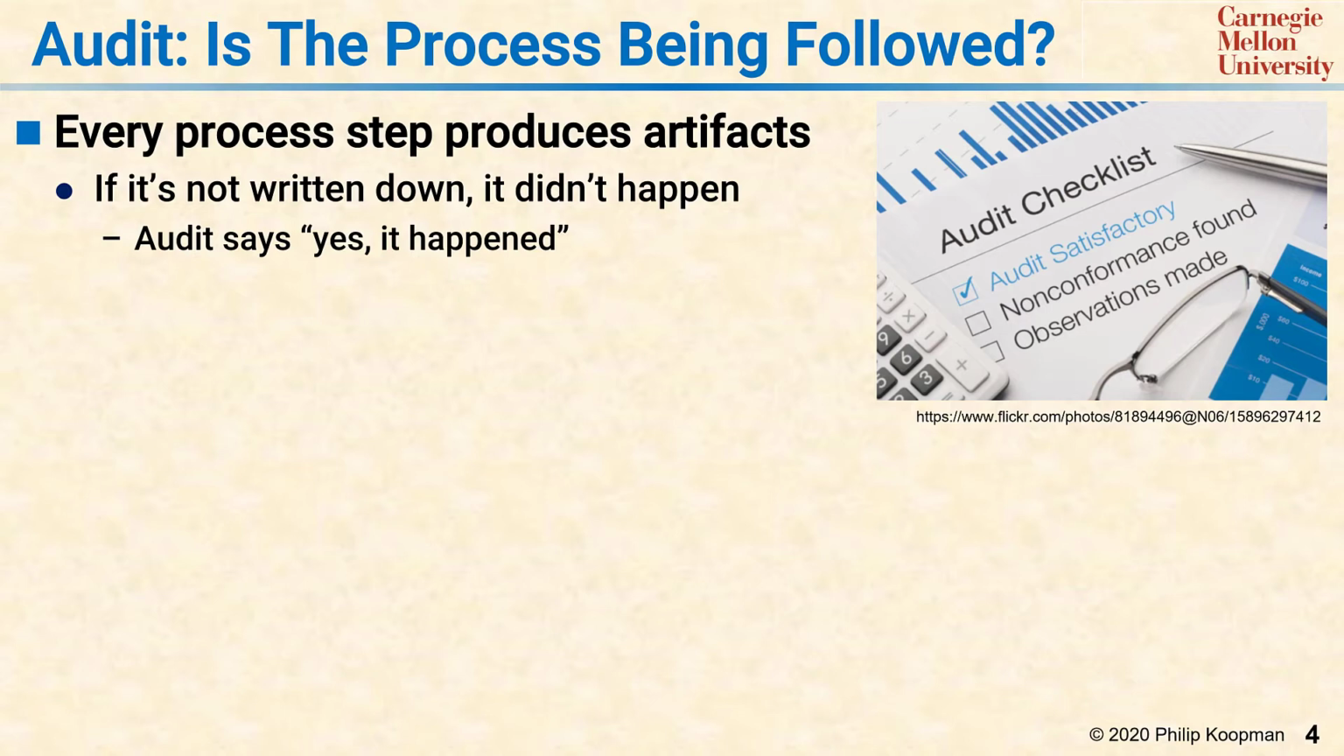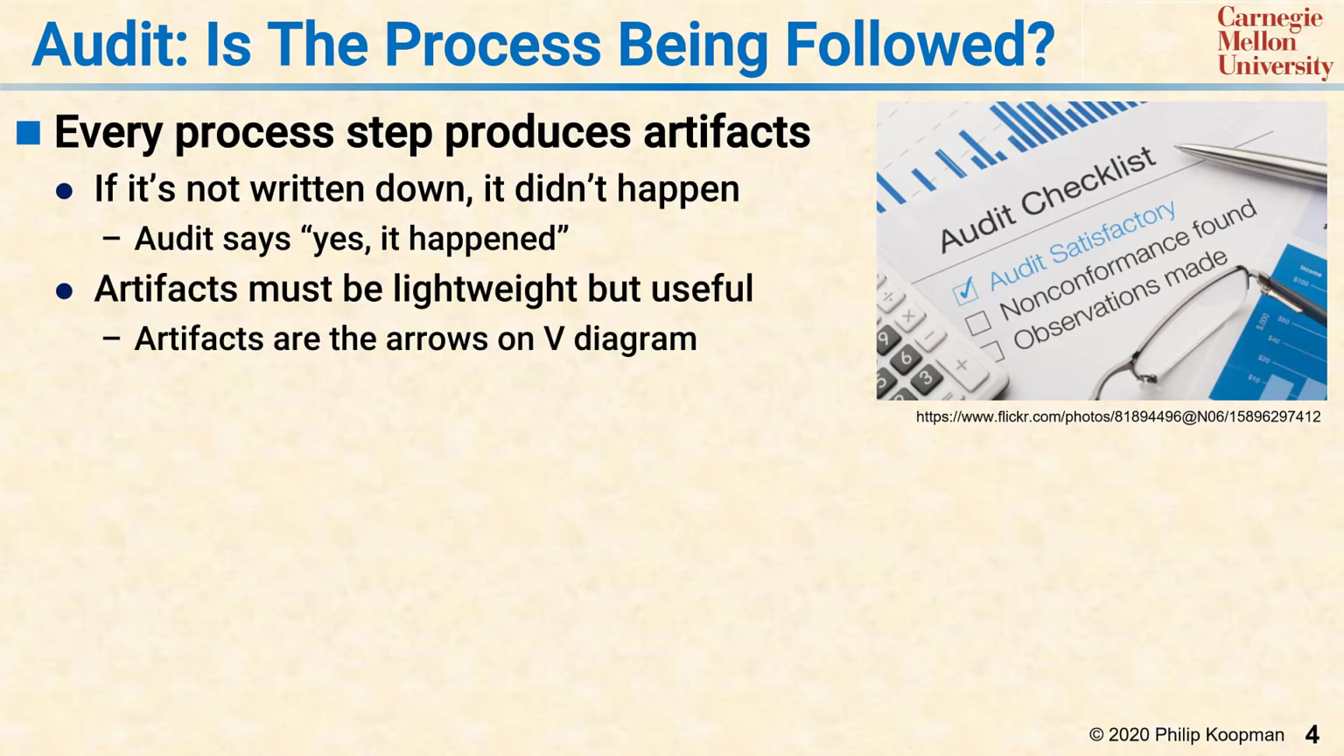Audits allow you to say, yes, indeed it happened, because we found something written down that was produced as a result of a process step. Therefore, the process step happened. It's important for efficiency that artifacts be lightweight but useful. Think of artifacts as a piece of paper that documented an arrow on the V process diagram actually happened.